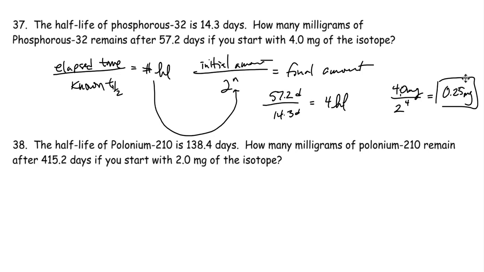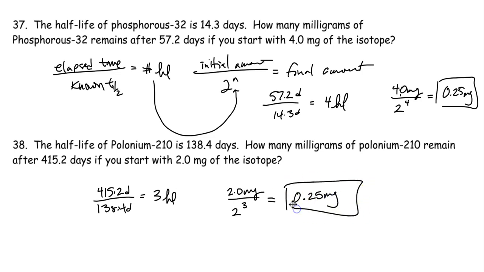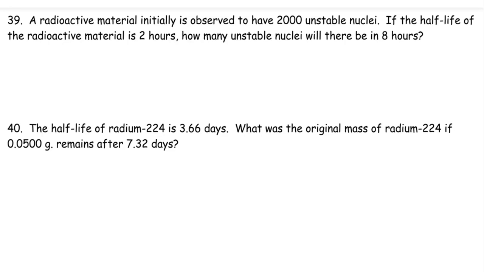For number 38, same type of deal. Elapsed time, 415.2 days. The known half-life is 138.4 days. Divide those out, that's 3 half-lives, okay? Well, it says I started out with 2 milligrams, so 2 milligrams divided by 2 caret 3, so 2 to the 3rd, gives me, once again, another 0.25 milligrams. So same answer, but different problem. That's okay.